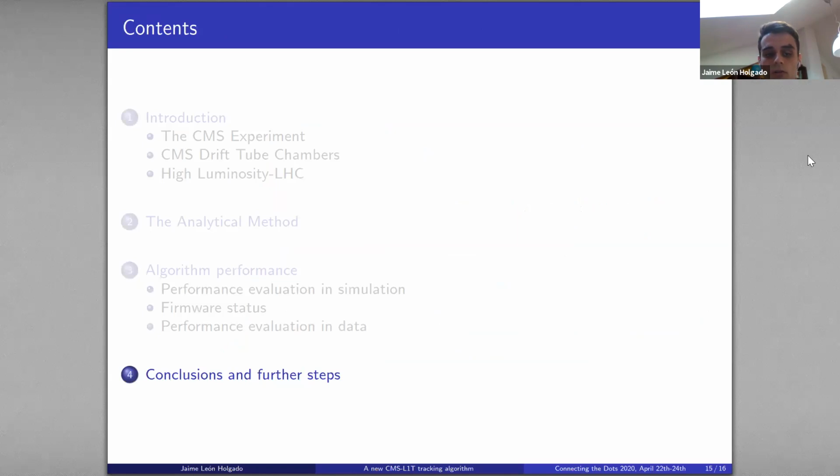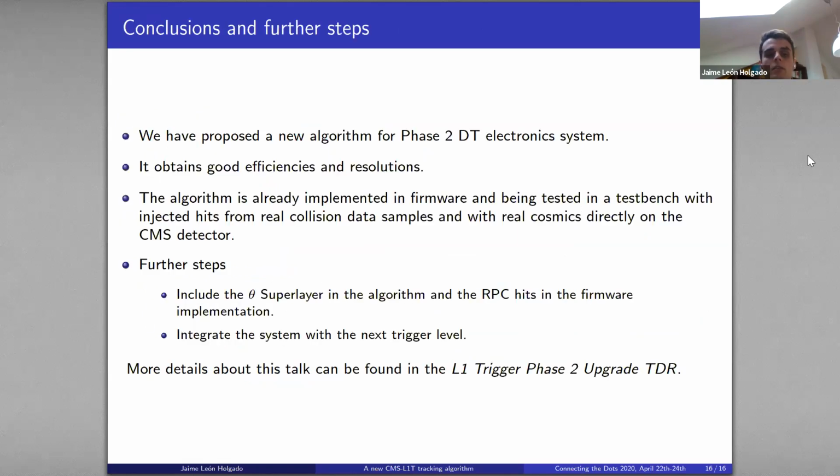So just to conclude, in this talk we have proposed a new algorithm for the phase 2 DT electronic system. It obtains quite good efficiencies and resolutions. Also, the algorithm is already implemented in firmware and is being tested in a test bench with injected hits from real collision data, and also is being tested in the real CMS with real cosmics, so directly on the detector.